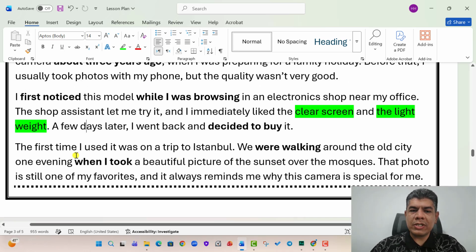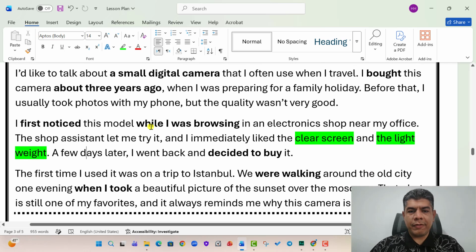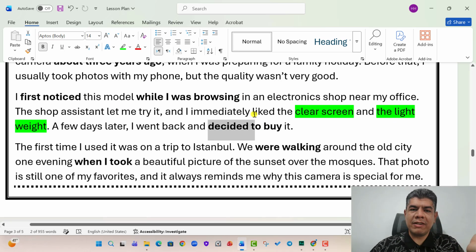The first time I used it was on a trip to Istanbul. We were walking around the old city one evening when I took a beautiful picture of the sunset over the mosques. That photo is still one of my favorites, and it always reminds me why this camera is special for me. So everyone, take a look. We have past continuous, past simple, all together make it a very special part 2 speech to get a better score in terms of grammar.